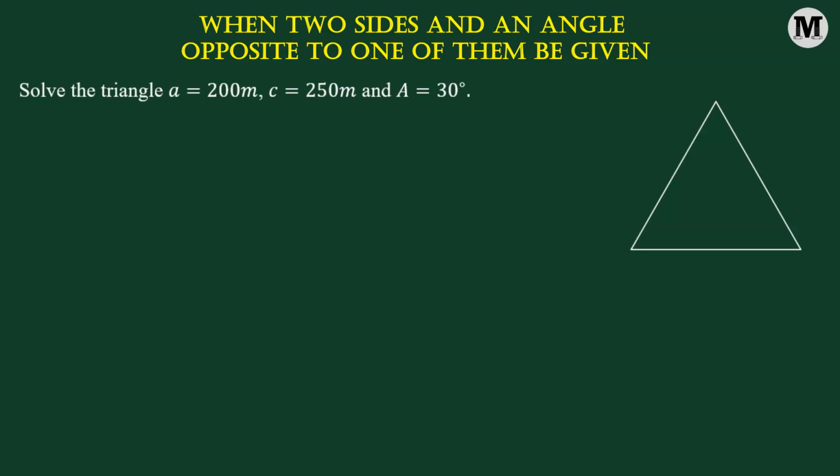Solve the triangle with side a equals 200 meters, side c equals 250 meters, and angle A measures 30 degrees. Let us begin. First, we're going to understand this with the help of a triangle.